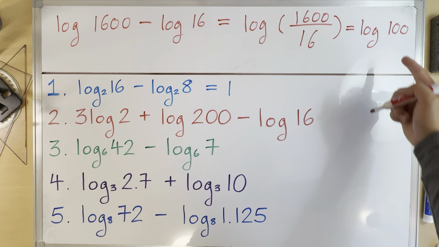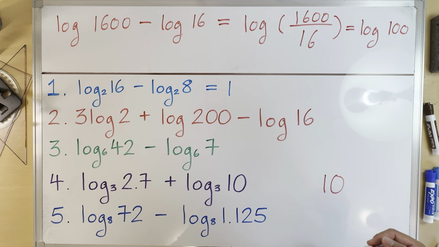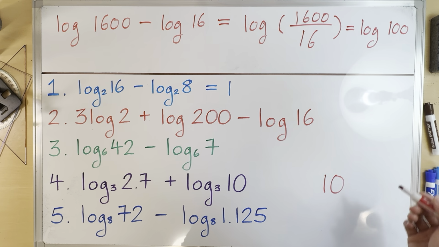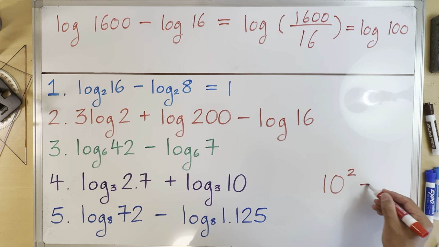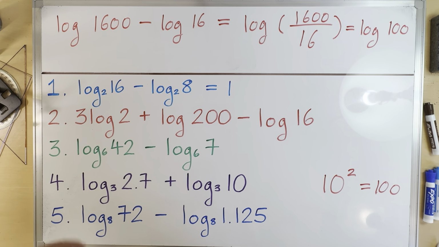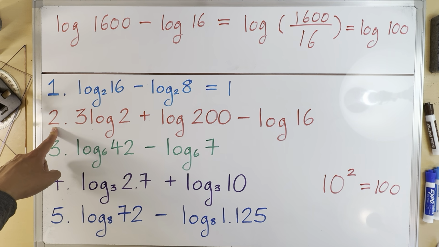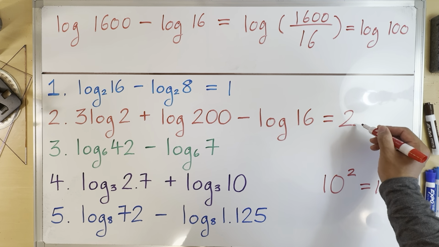Now, the base number is 10. 10 to the power of what exponential value gives us 100? 2. 10 to the power of 2 gives us 100. This means that the answer to problem number 2 is 2.